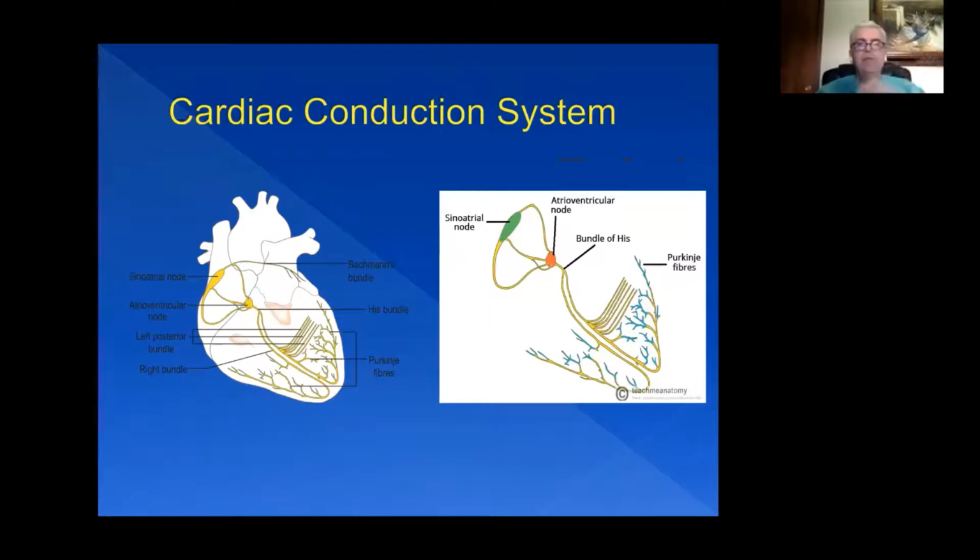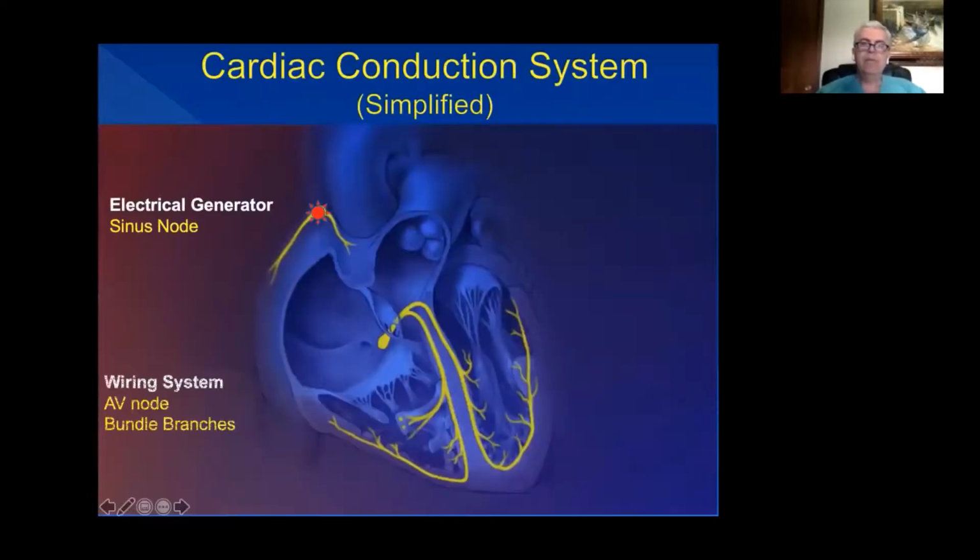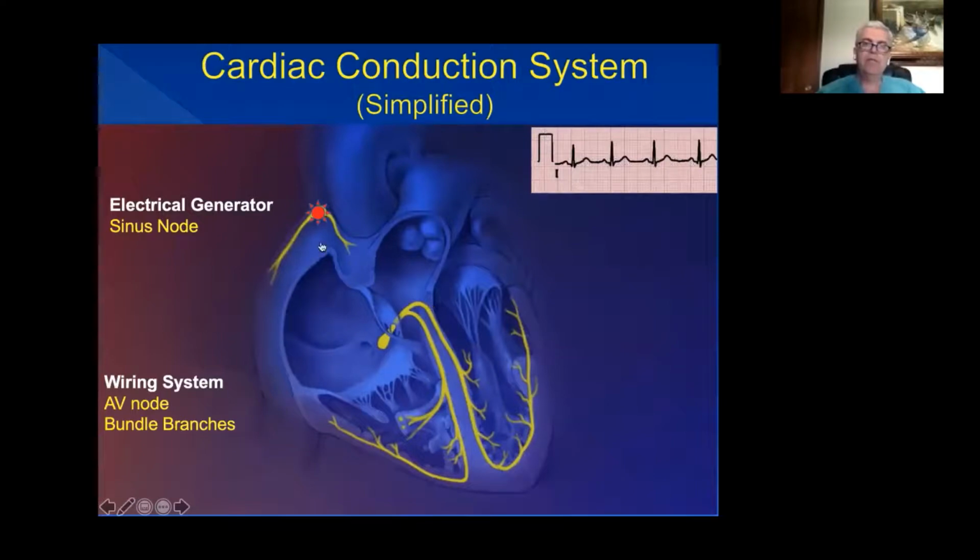Now, let's highlight the cardiac conduction system. This is the simplified diagram of the cardiac conduction system. It starts with the sinus node, or think of it as the electrical generator. And then you have the electrical wiring system responsible for conducting the impulse between the atria and the ventricles. And you have the AV node and the right bundle and the left bundle.